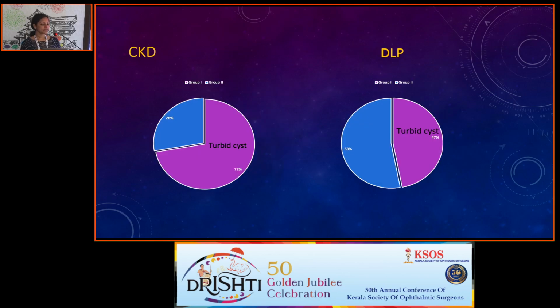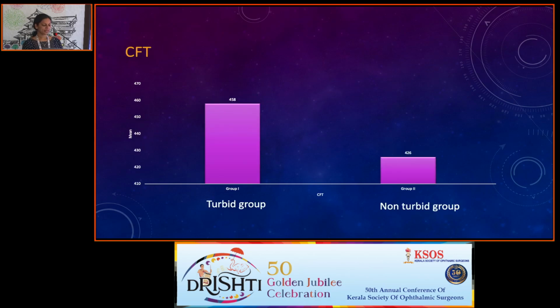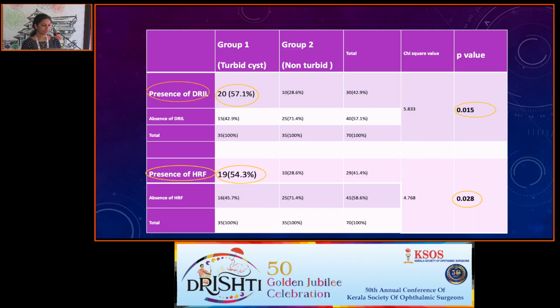Chronic kidney disease also was higher in the turbid cyst group. We noted dyslipidemia at almost the same percentage in both groups. HbA1c is also more in the turbid cyst group with significant p-value. Central foveal thickness was also more in the turbid cyst group. And other parameters like DRIL and hyperreflective foci were around 55% in group 1 with significant p-value.